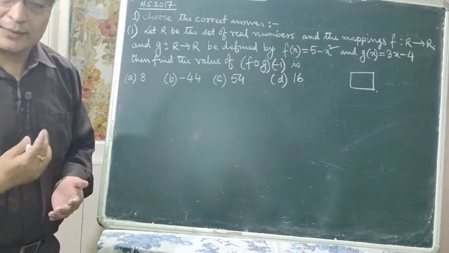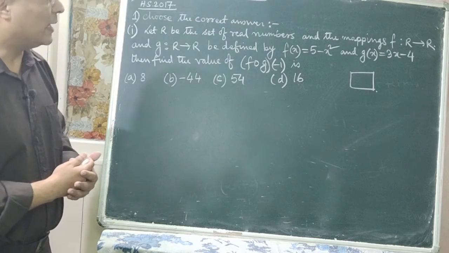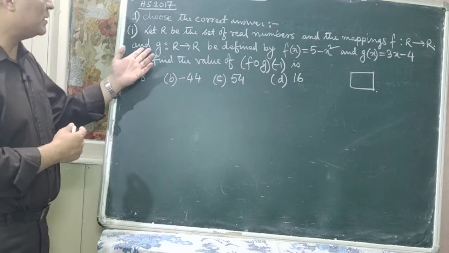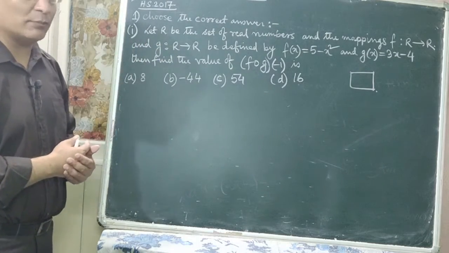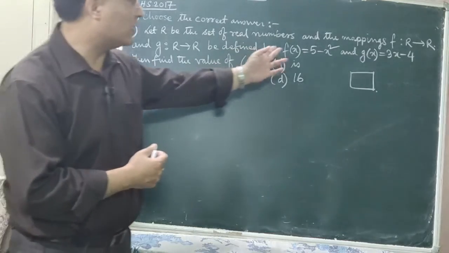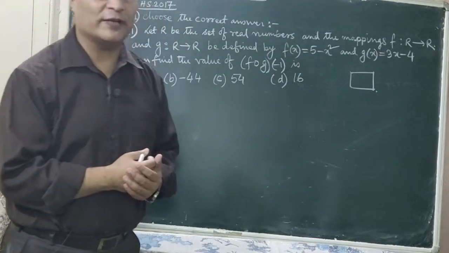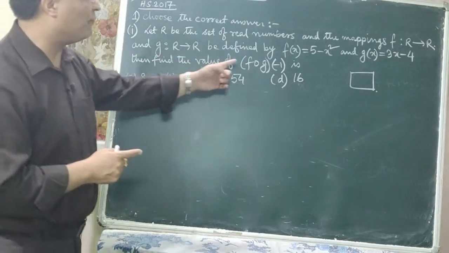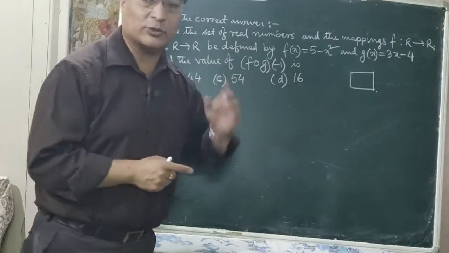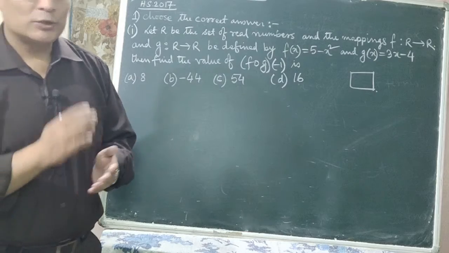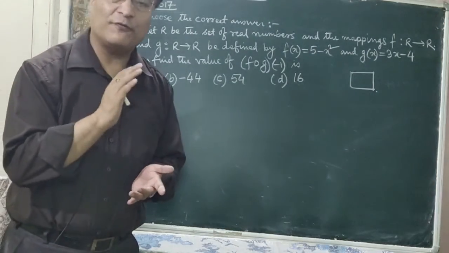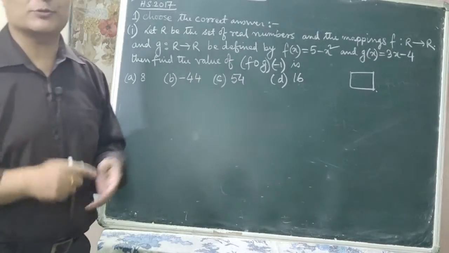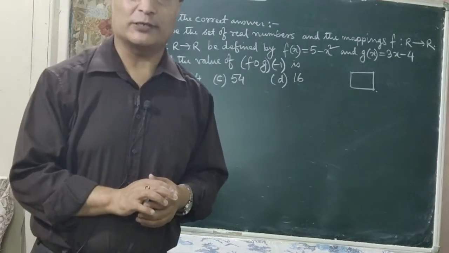Let capital R be the set of real numbers. Real numbers, you know that they are defined numbers, and the mappings f such that real to real number and g such that real to real number be defined by f of x is equal to 5 minus x square and g of x is equal to 3x minus 4. Now you have to find out the value of fog of minus 1. So you have to choose the correct answer for fog of minus 1, A, B, C, D.